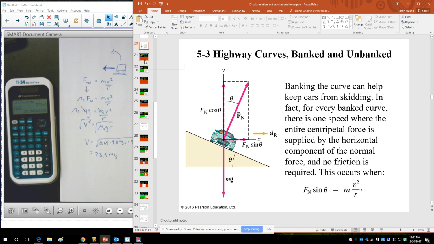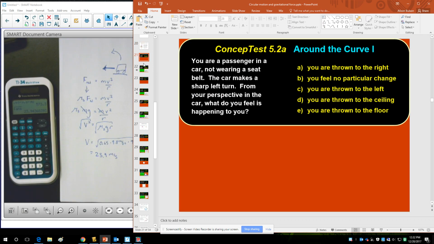Okay, on to some conceptual questions. So you're a passenger in a car and you're not wearing your seatbelt. Not a good choice. And the car makes a sharp left turn. From your perspective in the car, what do you feel is happening to you? So you make a sharp left turn towards the left.